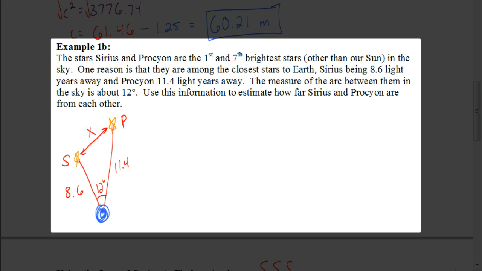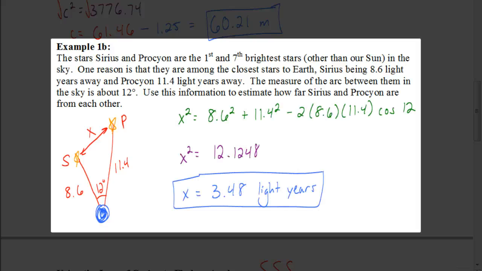So why don't you take a minute and pause the video and work this out, and then hit play when you're ready to check to see if you have the correct answer. Okay, you should have gotten an answer of 3.48 light years, or you might have rounded it to 3.5 light years. To get that, you should have taken 8.6 squared plus 11.4 squared, subtract from that 2 times 8.6 and 11.4 times the cosine of the angle, the 12 degrees. When you do that, you get 12.1248. Take the square root of both sides, and that gives you the 3.48 light years.